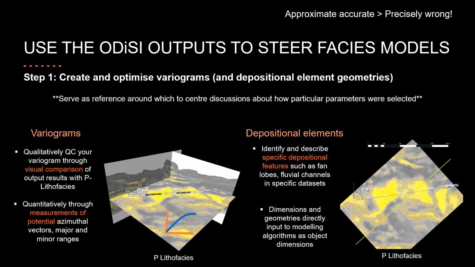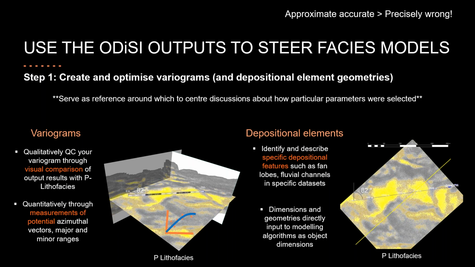So step 1 is to create and optimize our variograms and depositional element geometries. Before I do this, I always start by asking myself a simple question. Can modeling an experimental variogram constructed from biased low sample rate datasets adequately describe spatial correlation in my study area? And the answer to that invariably is no. The data is just too sparse and too biased. But we do it anyway.